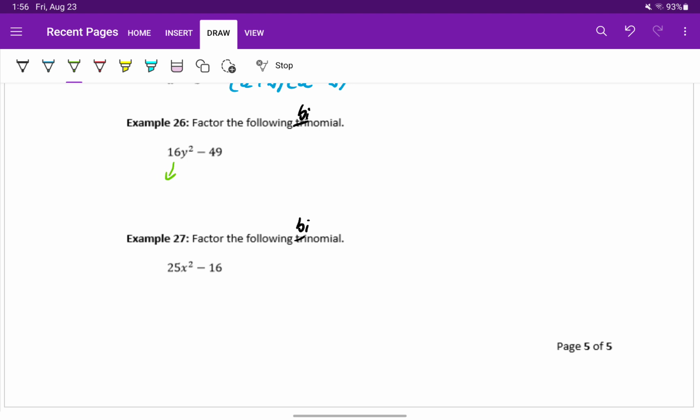We need to check that our value in the first term and value in the second term are perfect squares. This is the same thing as 4y squared, and 49 is the same as 7 squared. Since we have two perfect squares, we can go ahead and factor this as 4y minus 7, 4y plus 7.